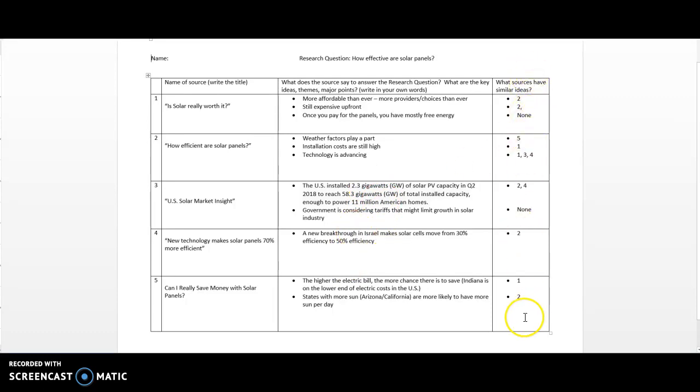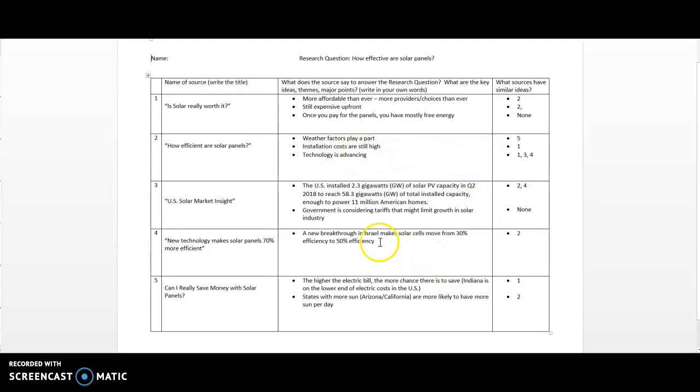And then in this column right here, I just start matching them together. Because if I can find ideas that match together with other sources, then I can identify them by terms, and those are my themes. So you get this idea about affordability with solar panels. That's a major theme. You get the idea that the technology is improving. That's probably a really good theme there.